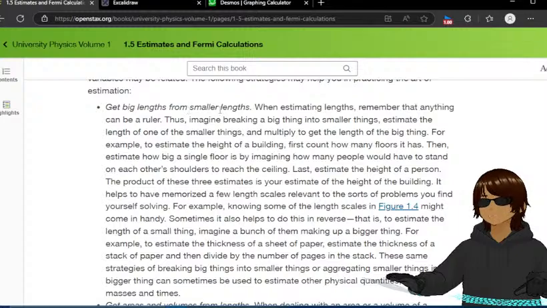Get big lengths from smaller lengths. In estimating lengths, remember that anything can be a ruler. Thus, imagine breaking a big thing into smaller things. Estimate the length of one of the smaller things and multiply to get the length of the big thing.